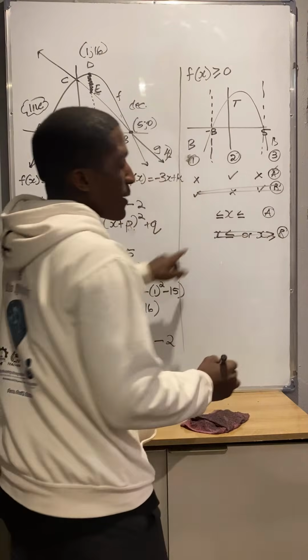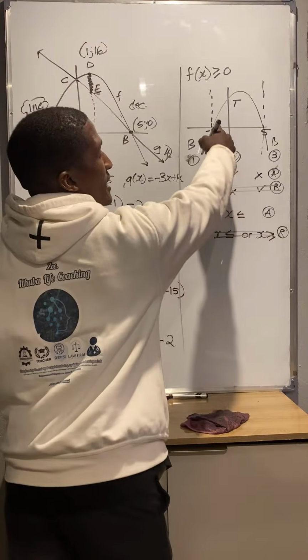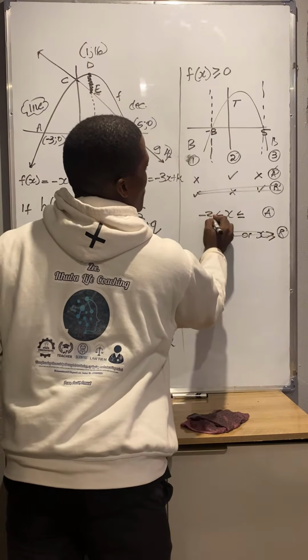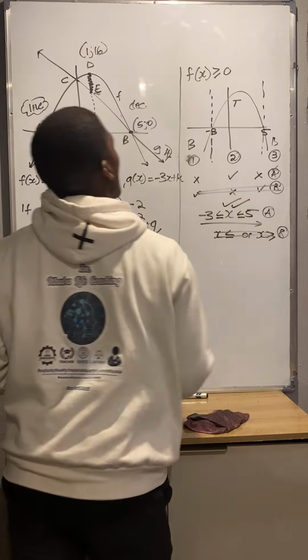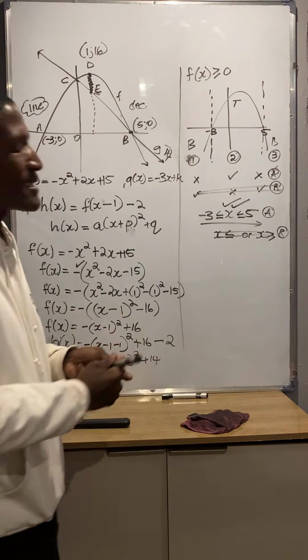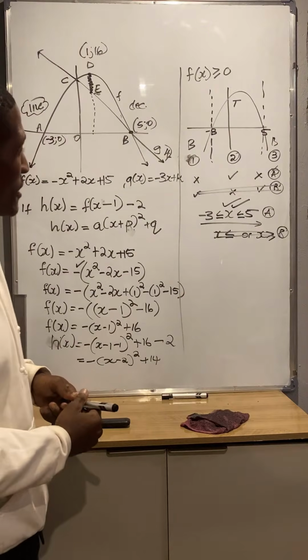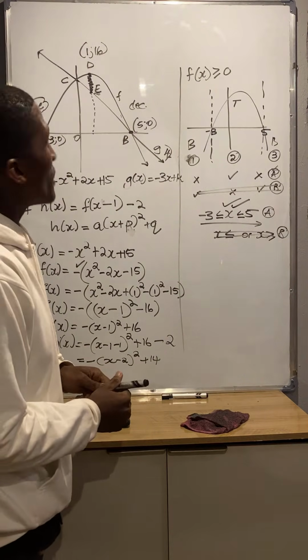So we cancel this one. Our answer is A. So you take the answers. Your answer is going to be -3, and then your answer is going to be 5. This is your final answer. That's it, guys. Okay.